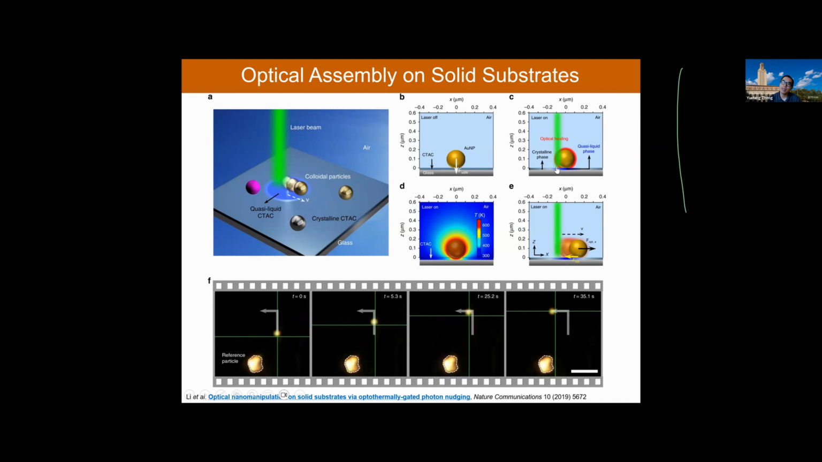So in the beginning, there's a strong adhesion between the particle and this CTAC layer, but if we shine the laser beam on this particle, it gets heated up. So the heating will melt this CTAC layer a little bit, becoming quasi-liquid. So the adhesion between the substrate and the particle becomes weaker. So we can use the scattering force from a laser beam to push the particle. That's how we can move it. We call it optothermal generated photon nudging.